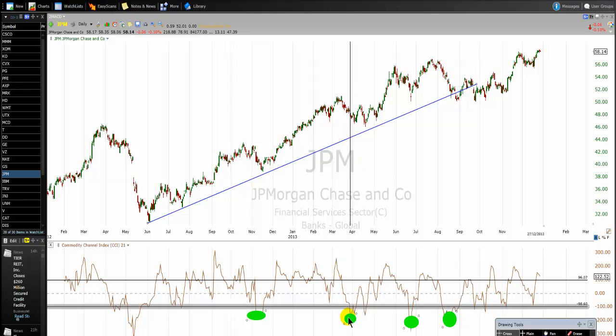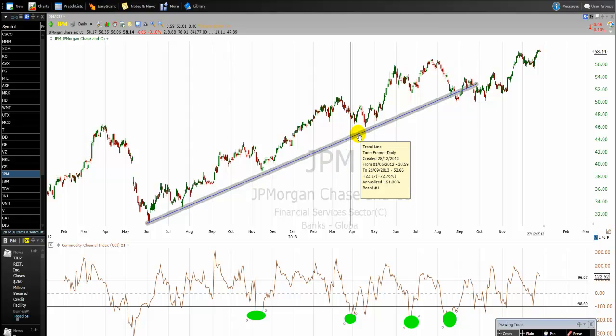Here again, the CCI dipped below the minus 100 level for the first time, but the price did not go up straight away. If you buy on the daily charts here, look where the trend line was. Too far away, isn't it? So though the CCI was oversold, all right.